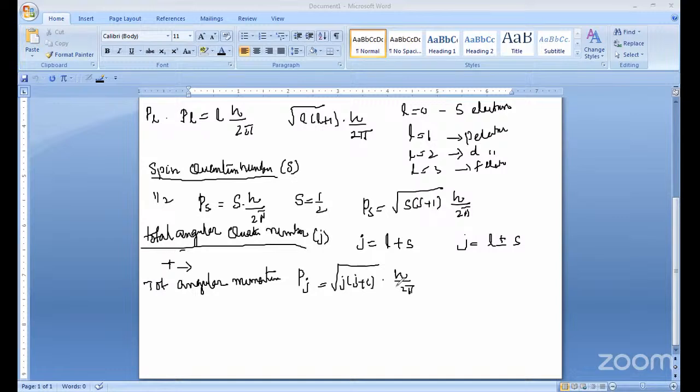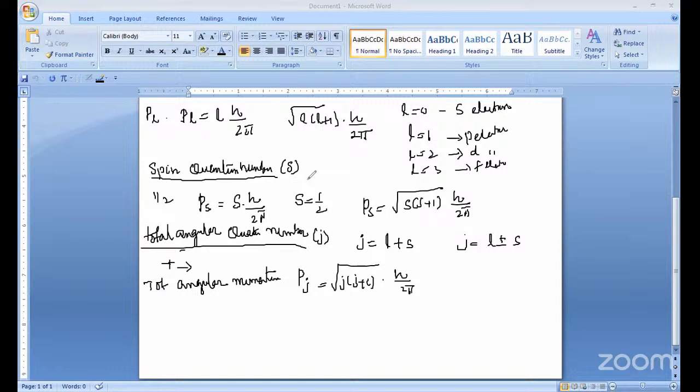And also we have a spin quantum number S. So this is the spin quantum number S, and the magnitude is always taken as a half. In the beginning, we said that the value is a half for a spin, and it was assumed to explain the experimentally observed fact. But later on, Dirac's wave mechanical treatment gave the theoretical justification also.